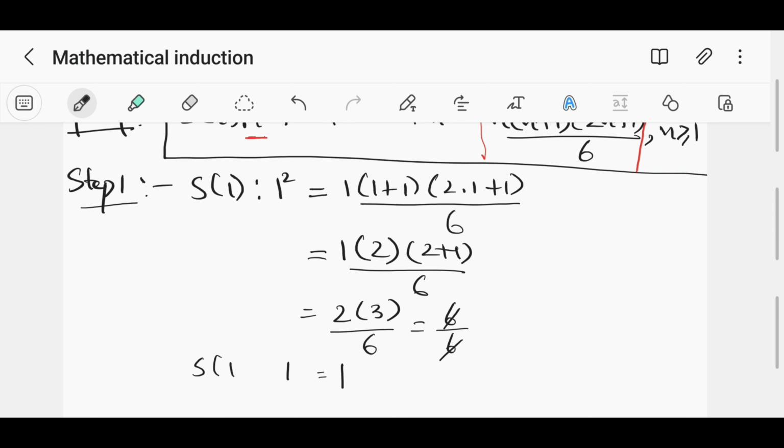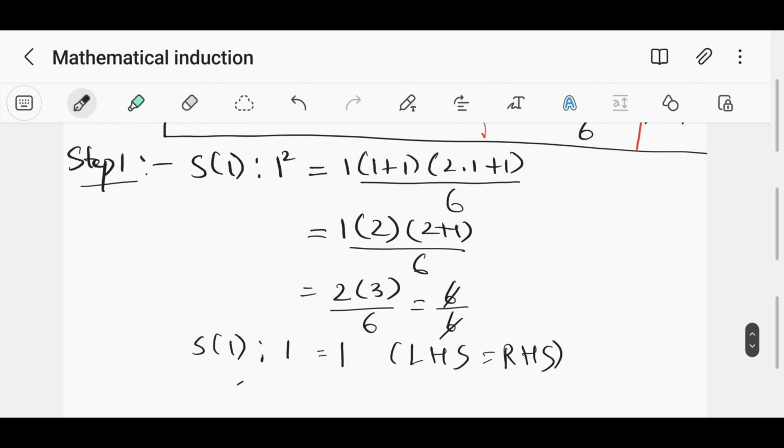So S of 1, LHS is equal to 1, you got. So therefore, see, in all the cases 1 is equal to 1, not that way. You have to prove that LHS is equal to RHS. So therefore S of 1 is true. Okay, S of 1 is true.